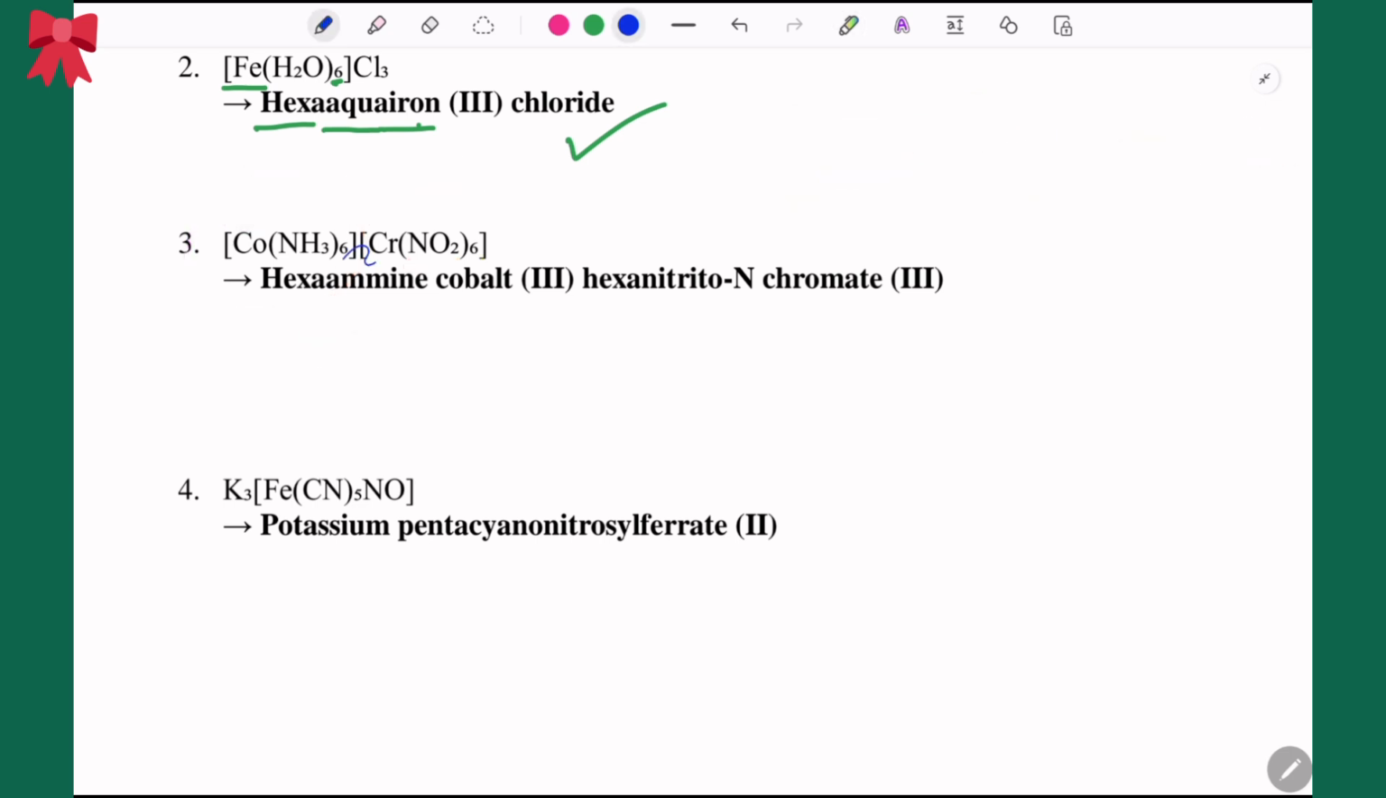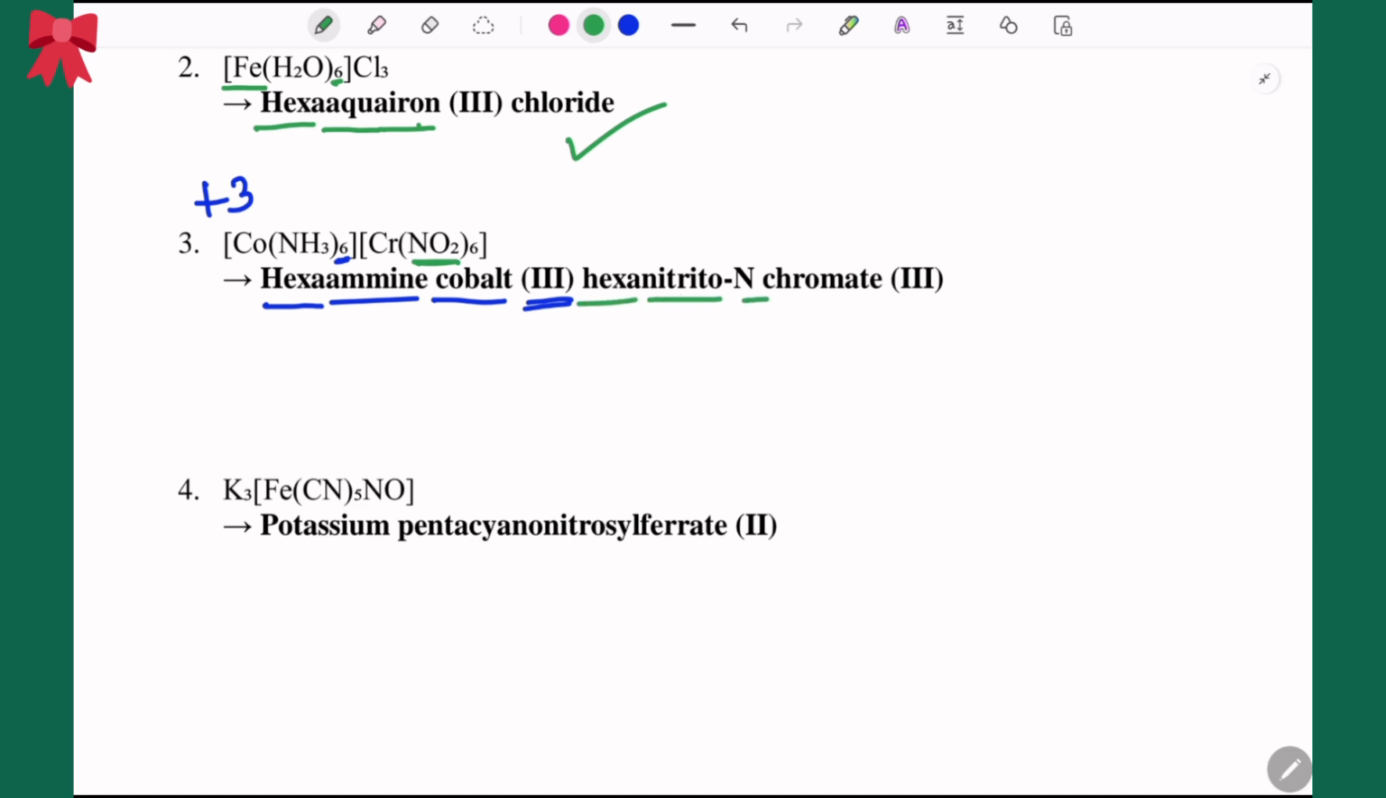Let's write the name of this. So here it is 6 times. Remember, cation has to be named first. So we are writing hexa, that is 6 times ammine, cobalt, and then 3 because the oxidation state of this cobalt is 3. And then we have to leave space. There has to be space over here, right?